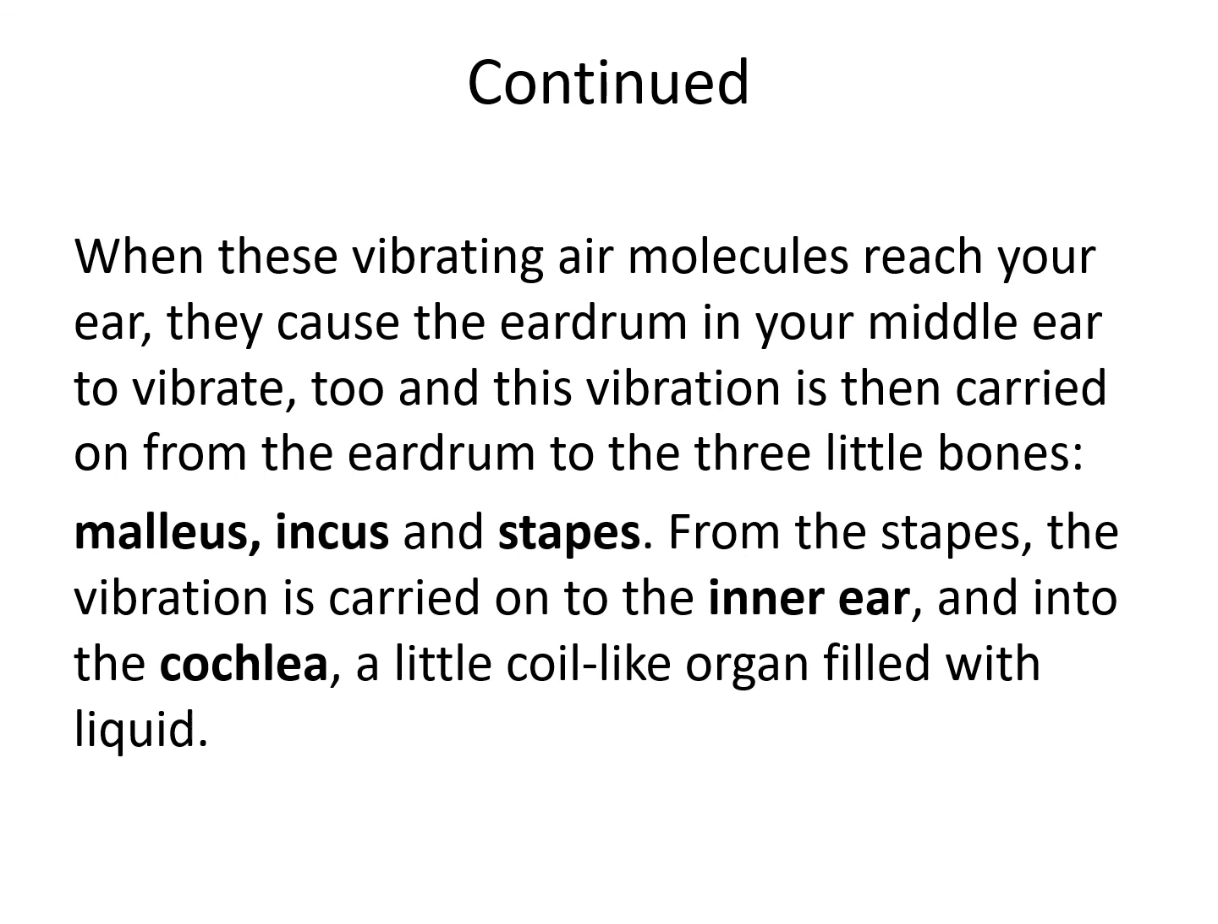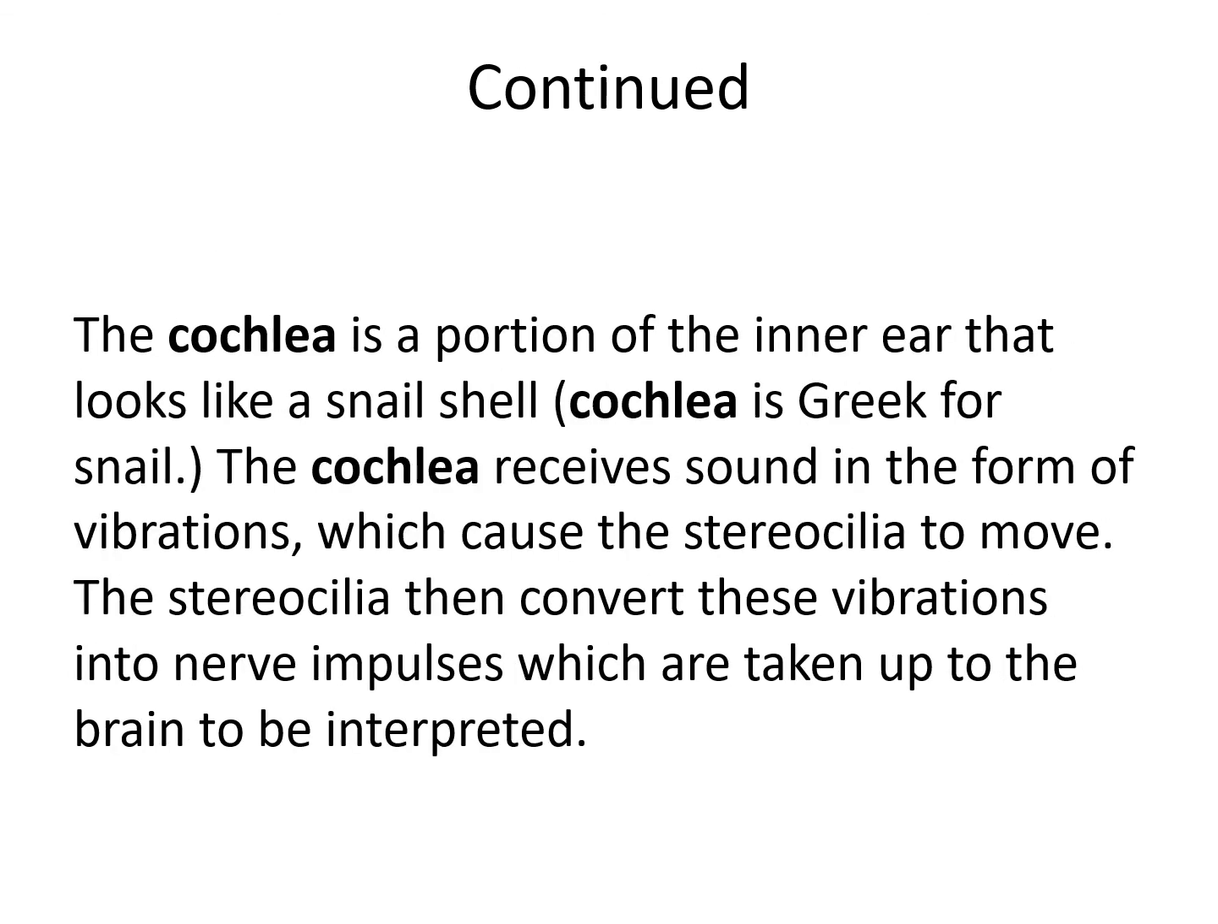So it starts from the external ear, the outer ear, then it reaches the middle ear, and then it goes to the inner ear. The three little bones in the middle ear are called malleus, incus, and stapes. From the stapes, the vibration is carried into the inner ear and into the cochlea, a little coil-like organ filled with liquid. The cochlea is a portion of the inner ear that looks like a snail.